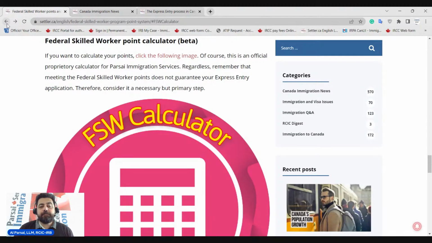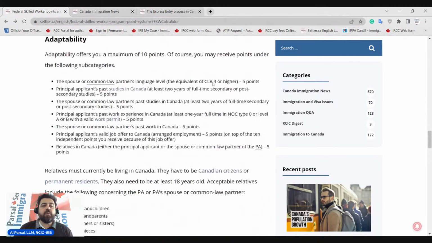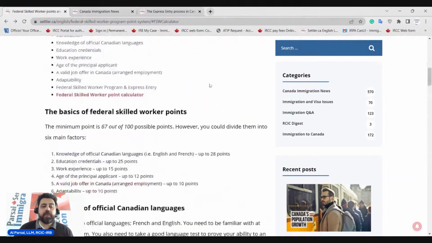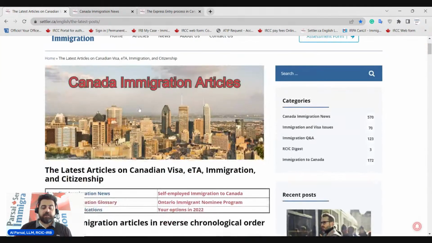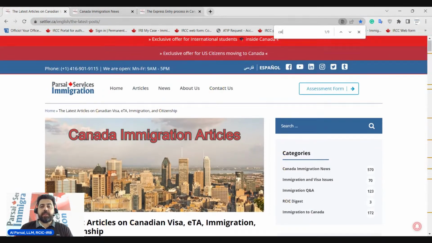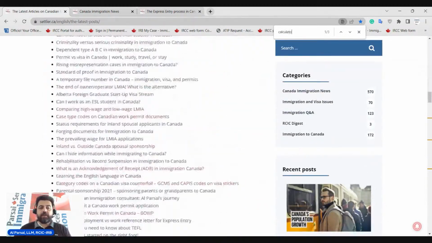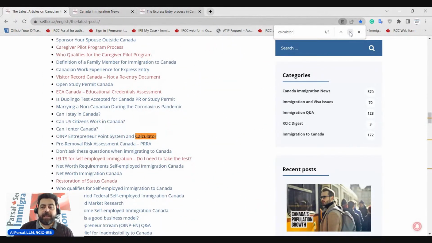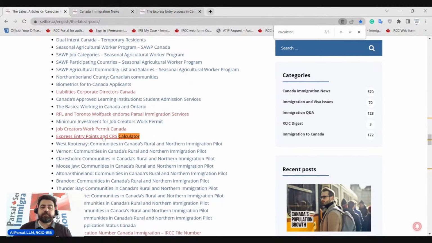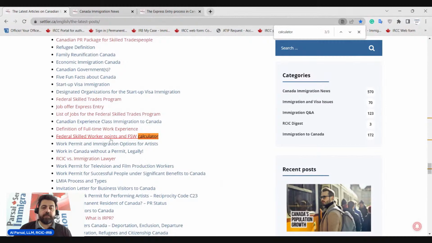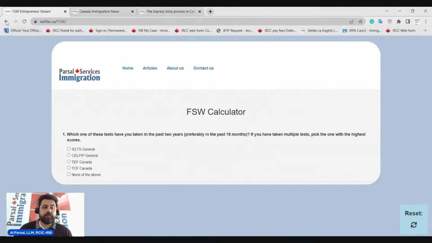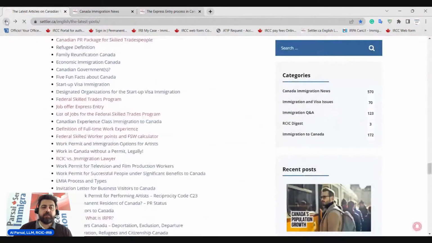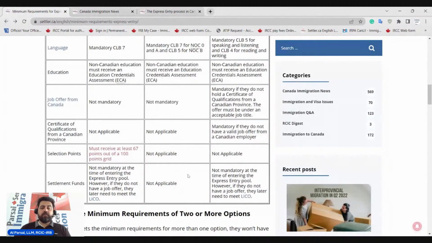So how do you find the calculator? It's very easy. You can either search for it here, or, as I mentioned, when you're looking at the minimum requirements, you can find it, or under the articles, if you just look up calculator, we have two calculators. One is for OINP ES, and the other one is for Federal Skilled Worker, this one. And when you click here, it will take you to the calculator. Okay, so let's go back to the minimum requirements. If you do not meet those, you do not qualify for FSW.